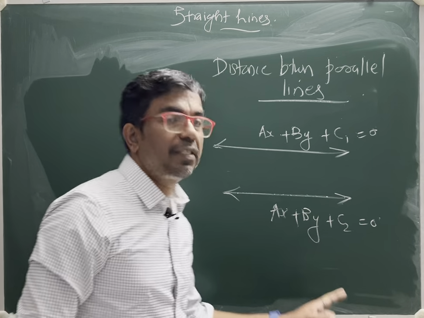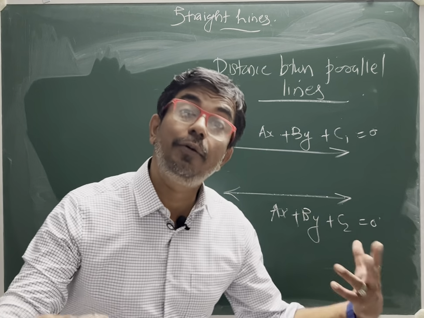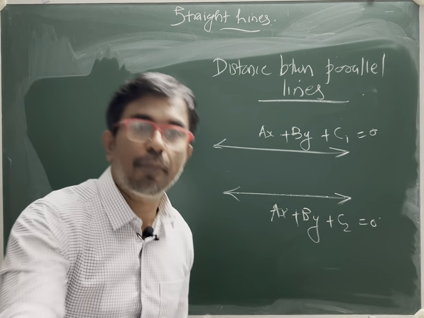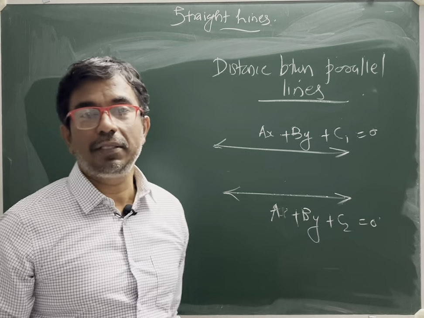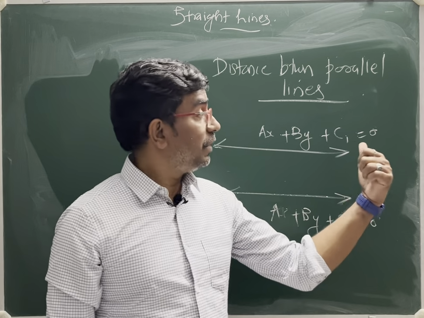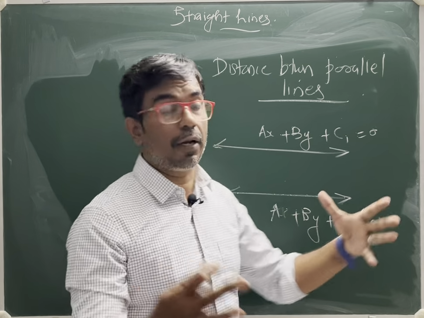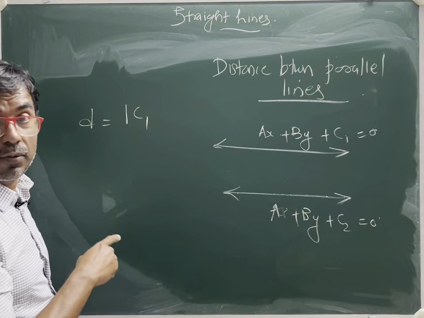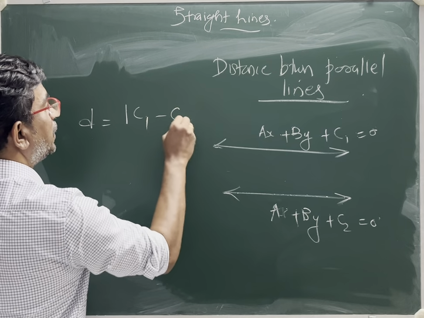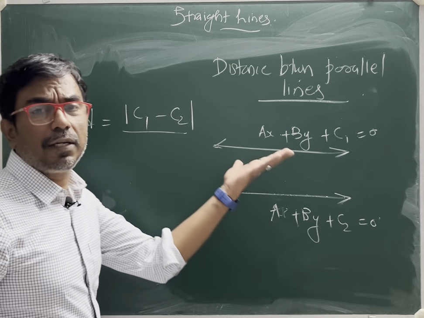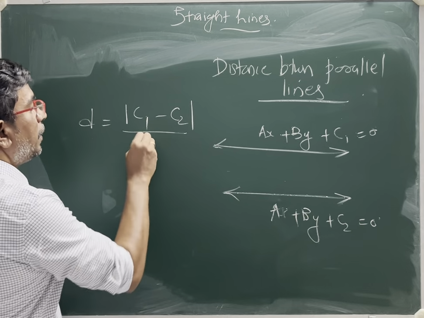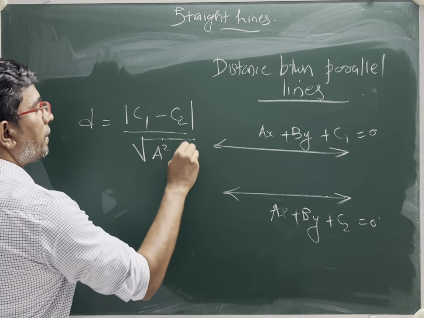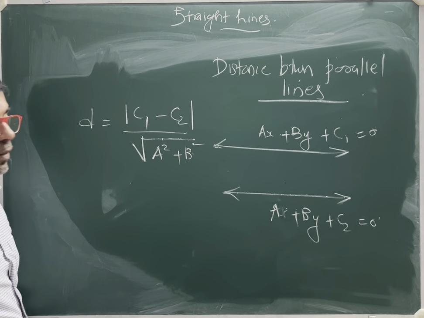X and y coefficients will be equal. If they are not equal, you can make them equal. You have to make them equal. Only then you can apply this formula. I'll tell an example. Then you will understand. Let me first tell you the formula. Formula is distance is equal to modulus, again modulus will come, of c1 minus c2, or you can write c2 minus c1, that's up to you, divided by root of a square plus b square, like previous. This is the formula. I'll tell you an example.